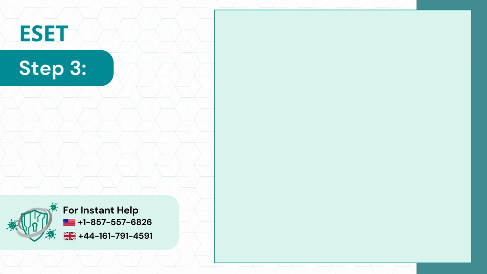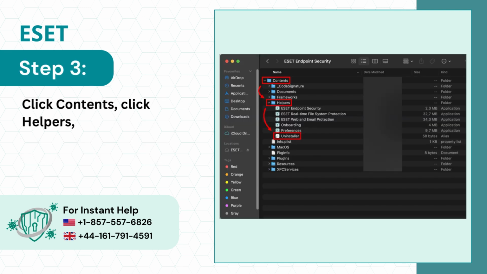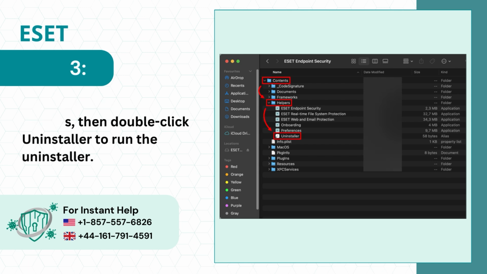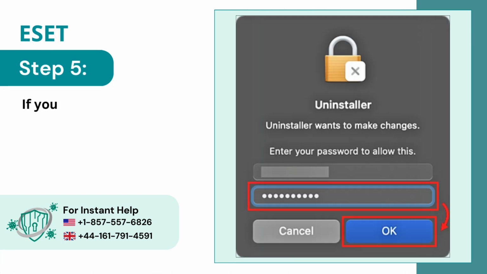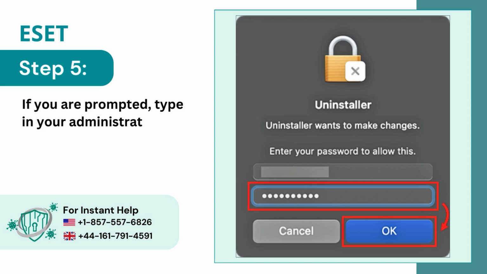Step 3. Click Contents. Click Helpers. Then double-click Uninstaller to run the uninstaller. Step 4. Click Uninstall in the new ESET Setup window. Step 5. If you are prompted, type in your administrator password and click OK.